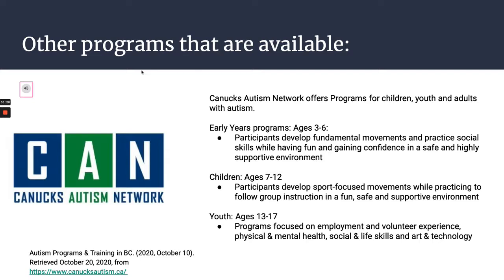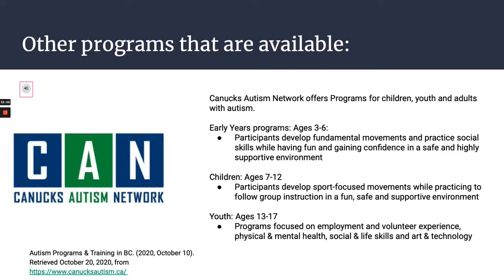Canucks Autism Network, CAN. The Canucks Autism Network offers programs for children, youth, and adults with autism. The Early Years program ranges from ages 3 to 6 years old. Participants develop fundamental movements and practice social skills while having fun and gaining confidence in a safe and highly supportive environment. In the Children's program, ages 7 to 12, participants develop sports-focused movements while practicing following group instruction in a fun, safe, and supportive environment.